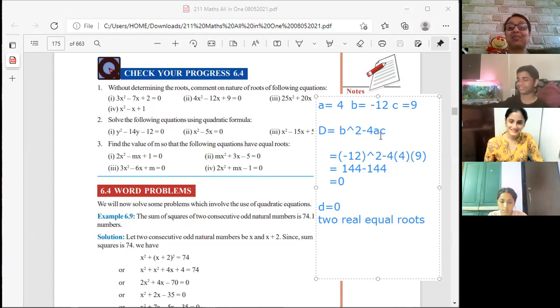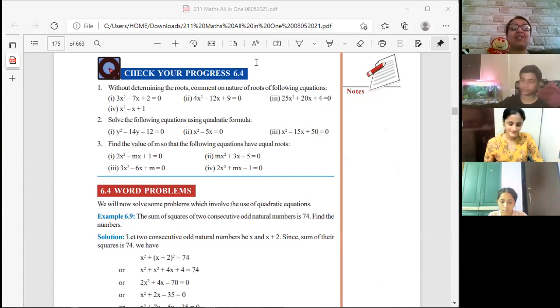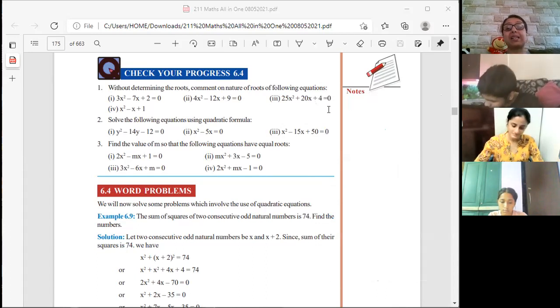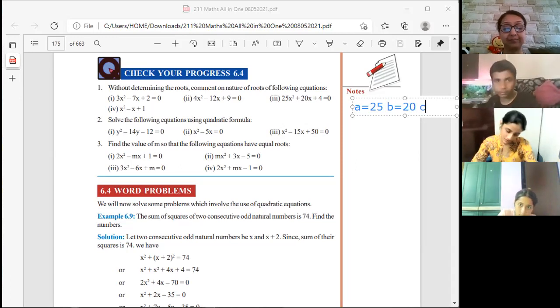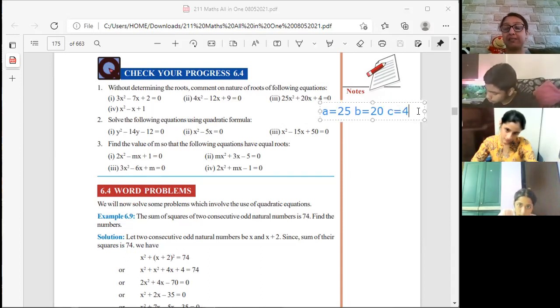Okay. Chalo. Can I clear the screen? Okay. Now, quickly we'll do the third sum. What is my A? 25. What is my B? 20. And what is my C? 4. Okay. B square minus 4AC करना है for D.